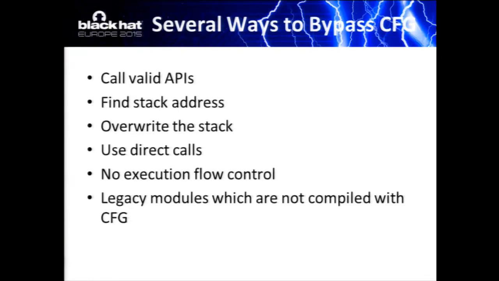Another example is called Wild API. There are several APIs in the CFG whitelist. And what's more, they have the ability to indirectly or directly change the EIP's value. For example, NtContinue or the function longjmp. So using these kinds of functions, you can bypass CFG.